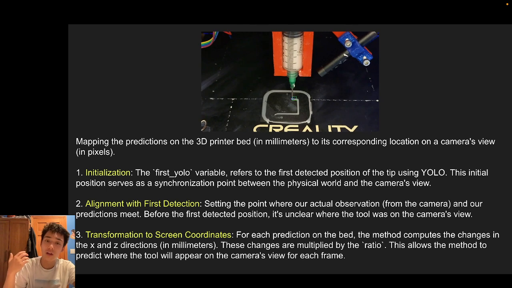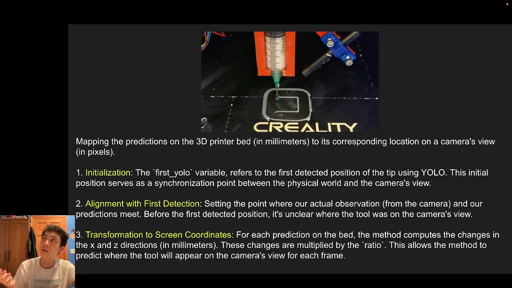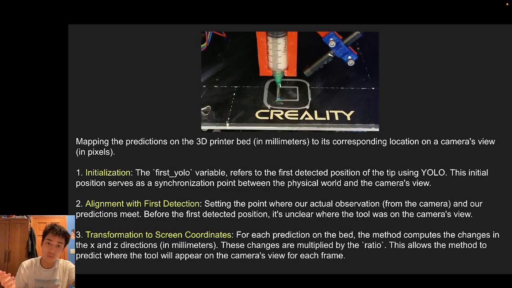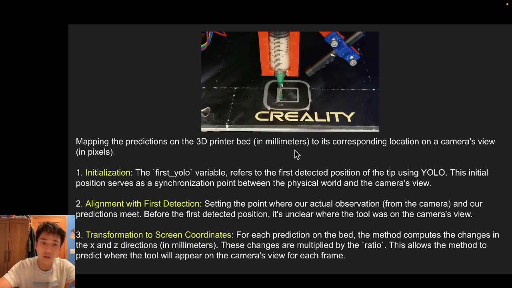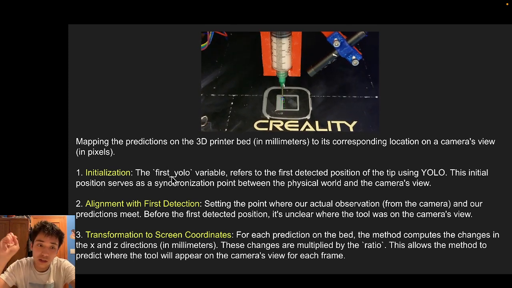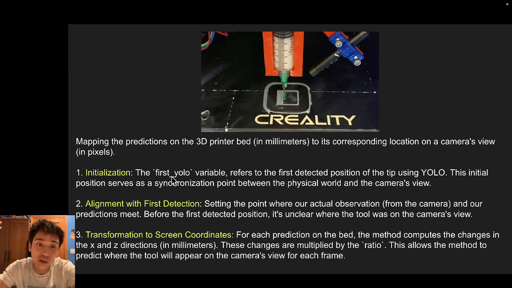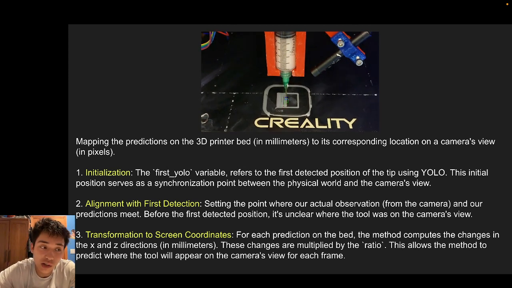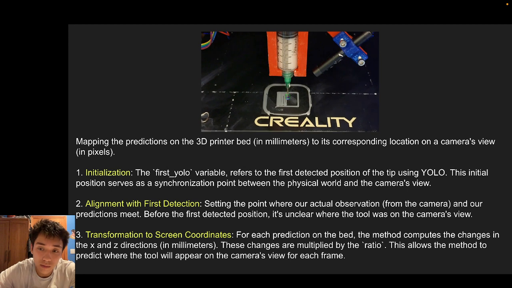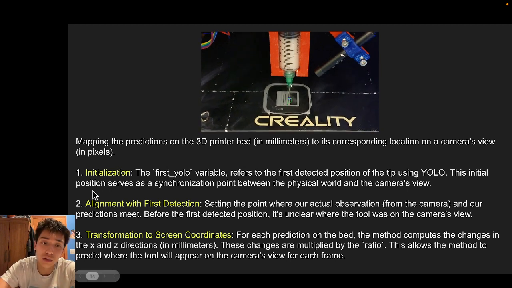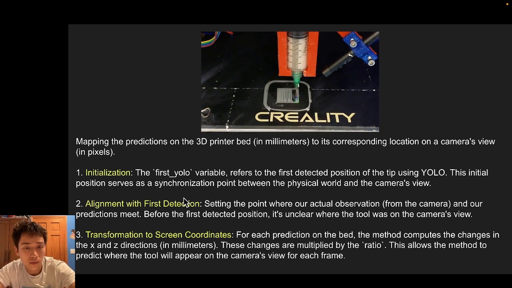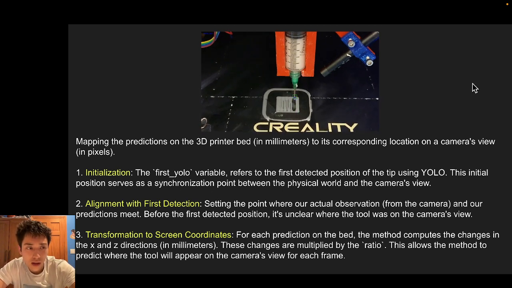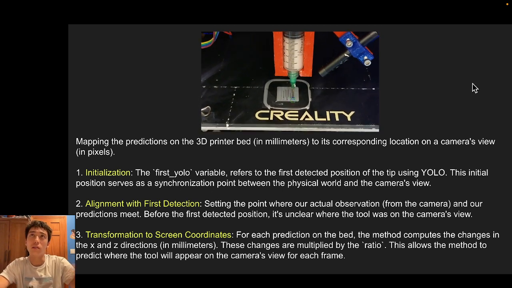And so we only need to consider movement in the X direction. Okay? And we have the starting point. We have a starting pixel point and the signal that we can begin from. That's what I've labeled the first YOLO, the first time I used the YOLO model. So we can begin from that point. That can serve as the synchronization point between the physical world and the camera's view. Okay? And then it just goes like this.